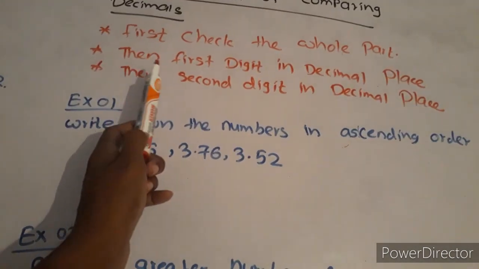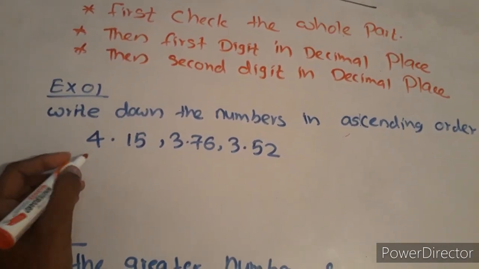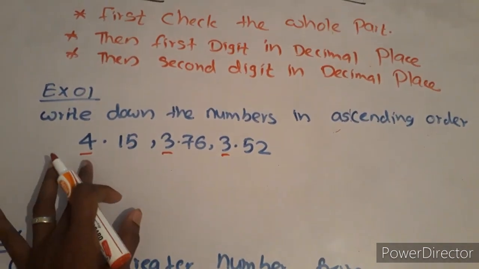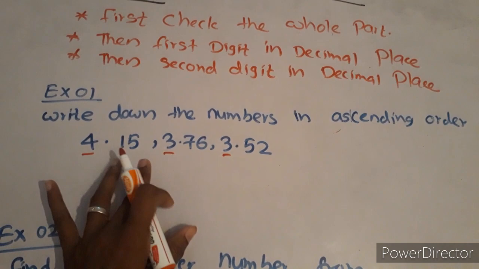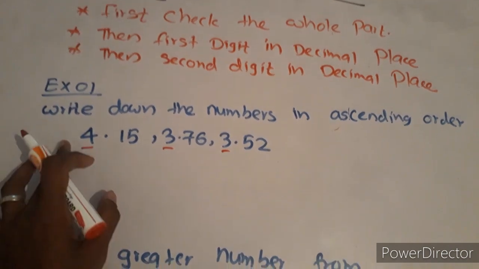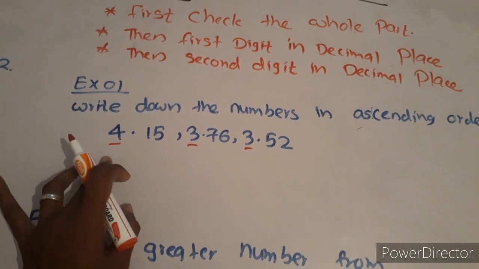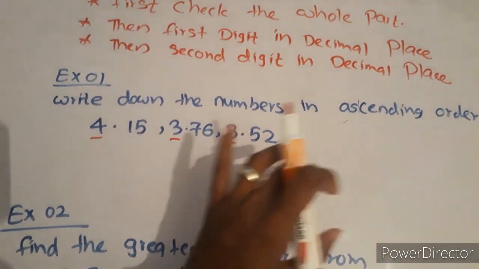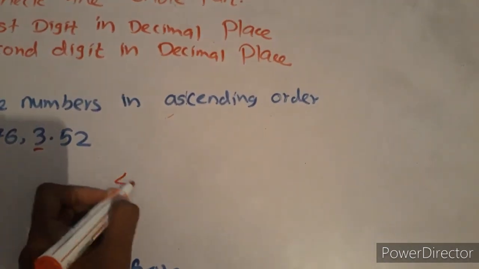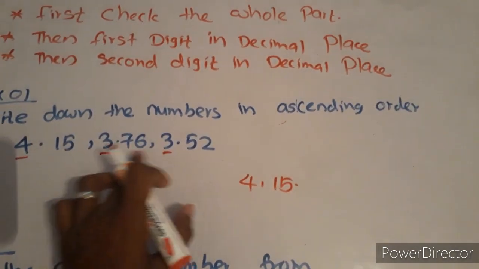So first we have to check the whole part. This one is 4, this one is 3, this one is 3. Both are 3, but this one is 4, so this is greater. So we can write it as the greatest number. Ascending order means you have to start from the small one to the large number, increasing way. So this will become the last one. Okay, then we have to compare these two.